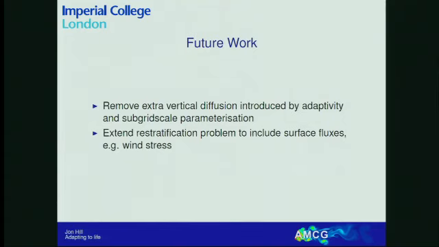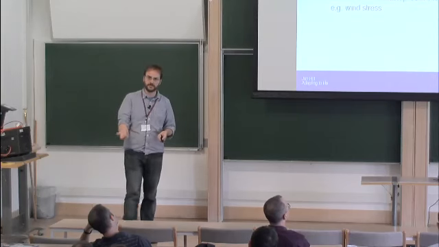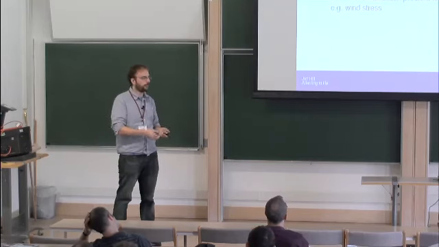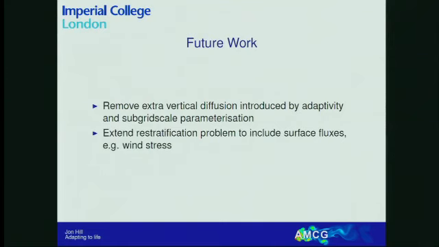So in future, the obvious things to look at is where is this extra flux coming from in adaptivity? Is it just the way that Fluidity does adaptivity, or is it general to all adaptive methods? Is it just because I'm changing the mesh, or what is the source of this extra flux?